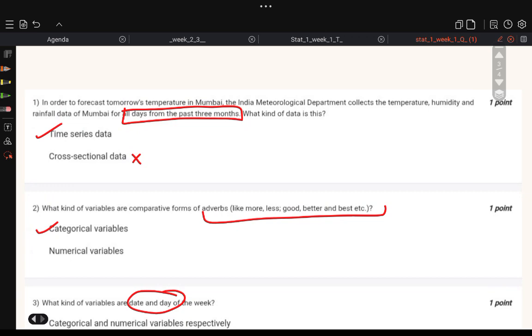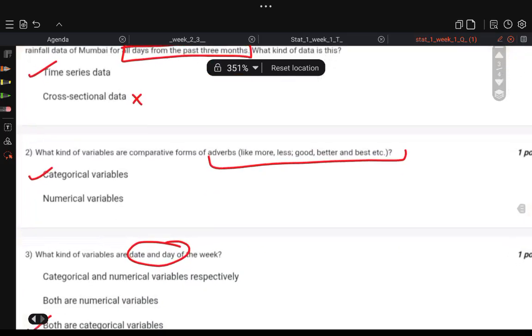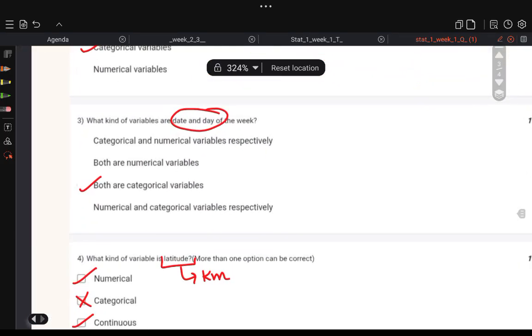Now comes another part. What kind of variable are comparative forms of adverbs? Adverbs, whenever it is adverbs it is categorical, not numerical, right? Day and date. We have seen in the example that day and date are not numerical, rather categorical. So categorical will be the answer. Here we can mistakenly mark numerical, but remember this fact.